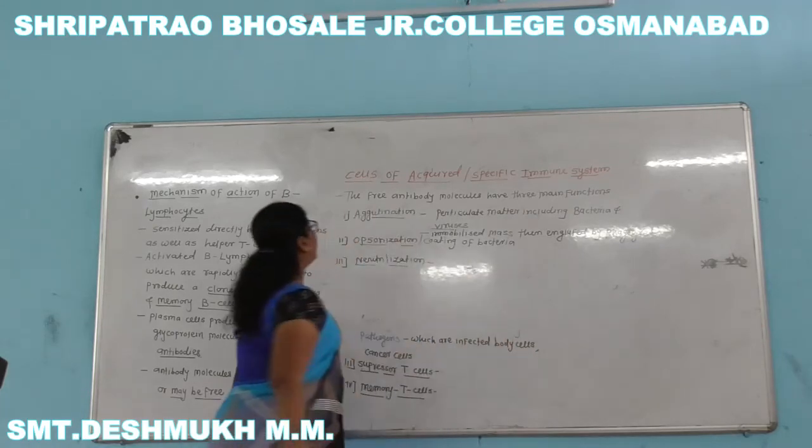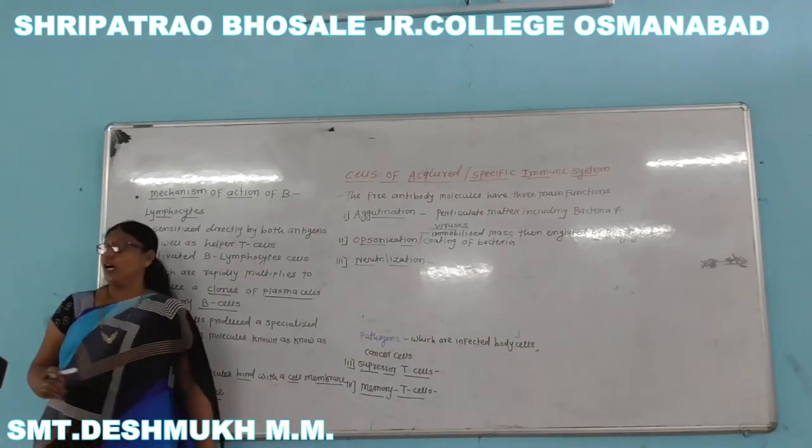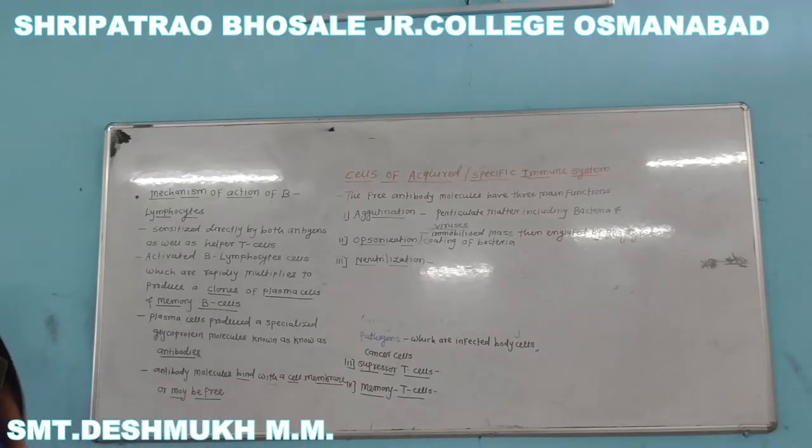Then second function is opsonization or coating of bacteria to facilitate their subsequent phagocytosis by macrophages.